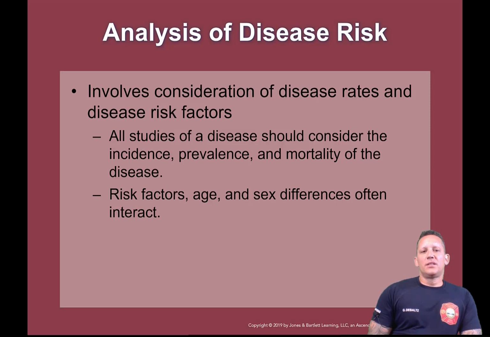All studies of a disease should consider the incidence, the prevalence, and the mortality of the disease. Right? And a good one to look at on this would again be the flu. So how often, or what is the rate at which people end up having the flu? And then how many people are killed as a result of that particular flu virus. And we want to make sure that we're looking at the risk factors, which would be age, right? The young and the elderly would be at a higher risk, and then sex differences often interact with that as well.